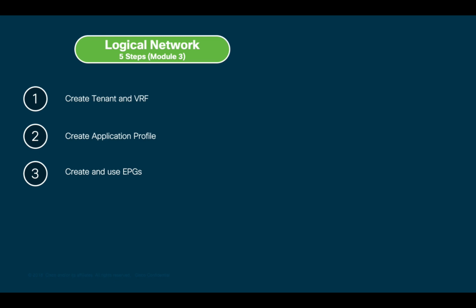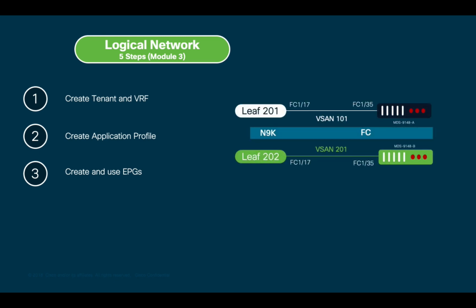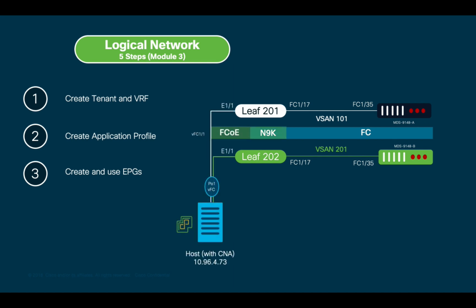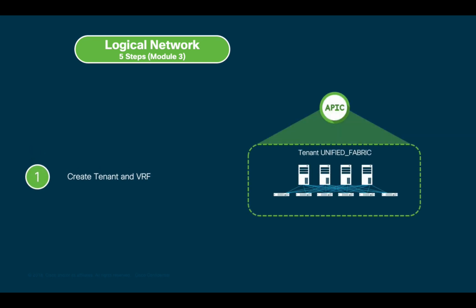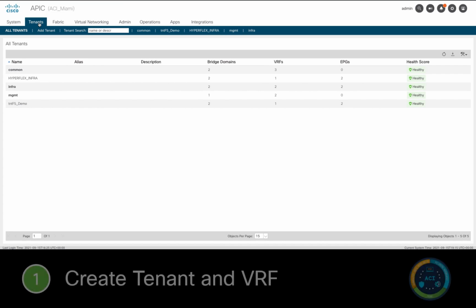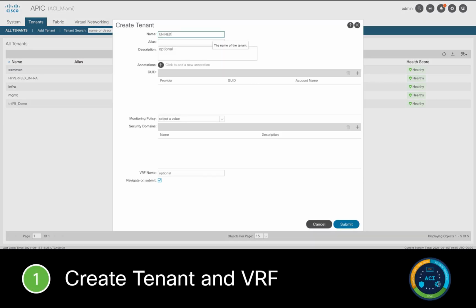We will start with the Fibre Channel configuration, which connects our ACI leaf nodes to the MDS switches. And then we will continue with the FCoE configuration for the server side. Let's get started then. The first step, as you know it, is to create a tenant and a VRF. We will go to our APIC, and in the tenant section, we will click on Create Tenant, and we will call this one Unified Fabric, along with its VRF called Unified Fabric VRF.